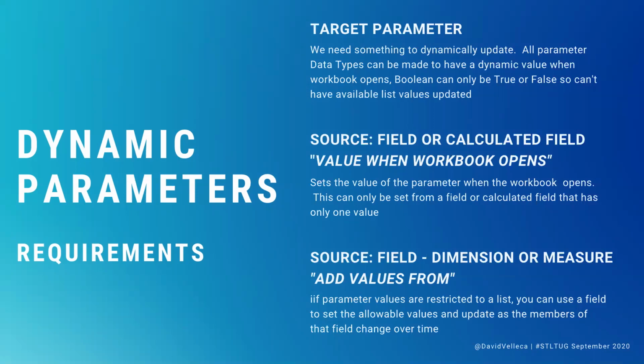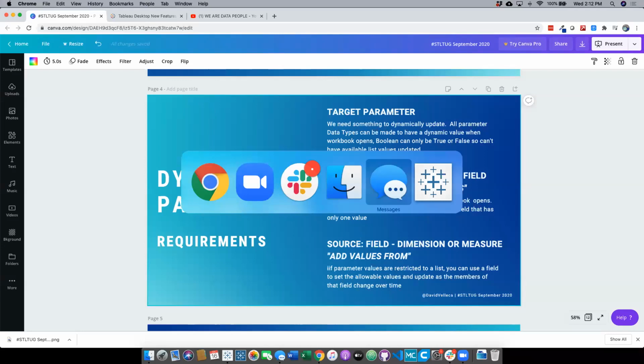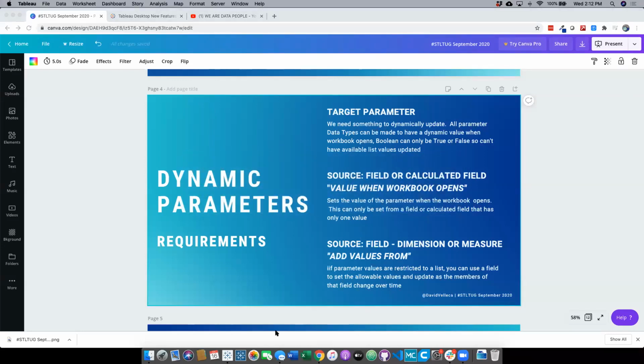The requirements for that would be a target parameter. Obviously, if we're messing with parameters, we have to have one to affect. All parameter data types can be made to have a dynamic value when the workbook opens. However, since Boolean parameters can only be either true or false, you cannot feed in a list of values. So you'll need either a source to feed in the value when the workbook opens, or a source to add values to the list. Let's jump out of this presentation and straight into Tableau, and we'll look at an example of this.